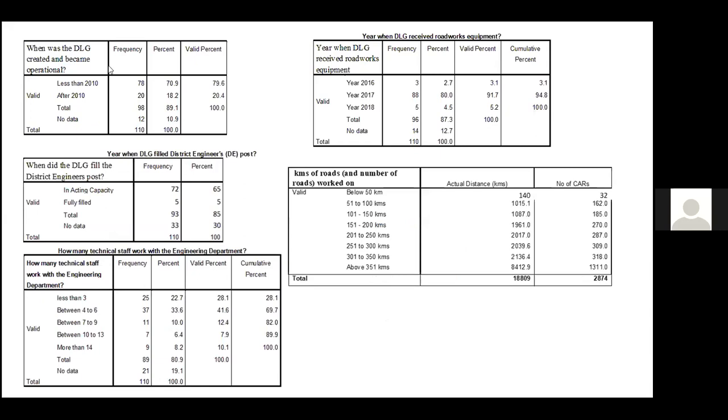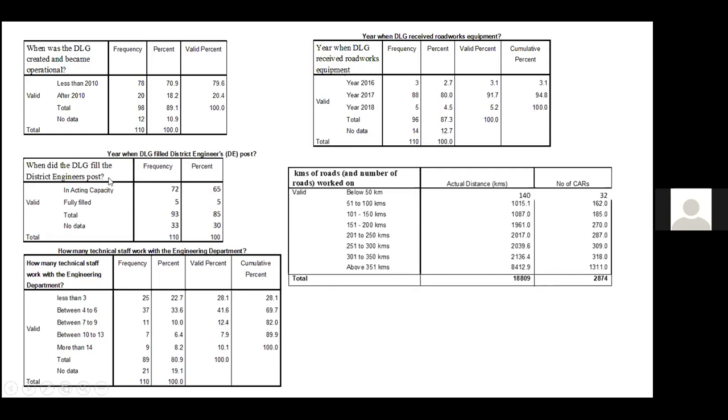When was the district government created and became operational? You can see, Chair, that there are those districts that had been created after 2010. 20 of the respondents came from these districts, and therefore that's why their experience is a little bit low. When they received equipment, some received equipment in 2016, others received equipment in 2017.